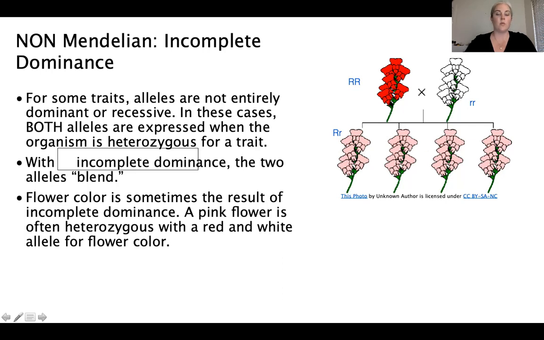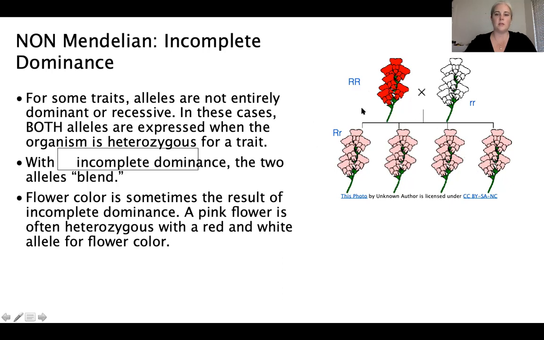And so instead of getting a red snapdragon and a white snapdragon, right? Because if this were Mendelian inheritance, you would expect 100% red. Sorry, you'd expect 100% red if this is Mendelian inheritance. But because it's incomplete dominance, you get pink, because pink is a blending between red and white. Okay, so incomplete dominance means that the dominant allele does not completely mask the presence of the recessive, and you end up with a blending of the two.